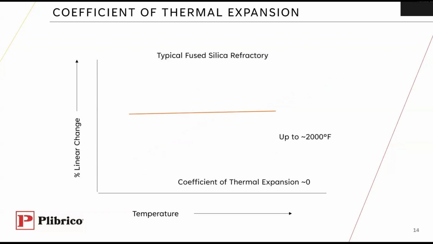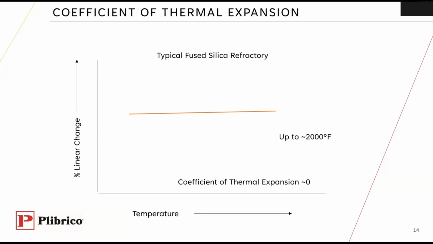Now, fused silica refractories, those are nice. The reason we like those for thermal expansion is because they are relatively flat. They have very close to a 0 thermal expansion coefficient up to about 2000 degrees. And the reason that it's only up to 2000 degrees is that fused silica is essentially high silica glass. And so that high silica glass comes with that very low thermal expansion coefficient. We like to take advantage of that as much as we can.